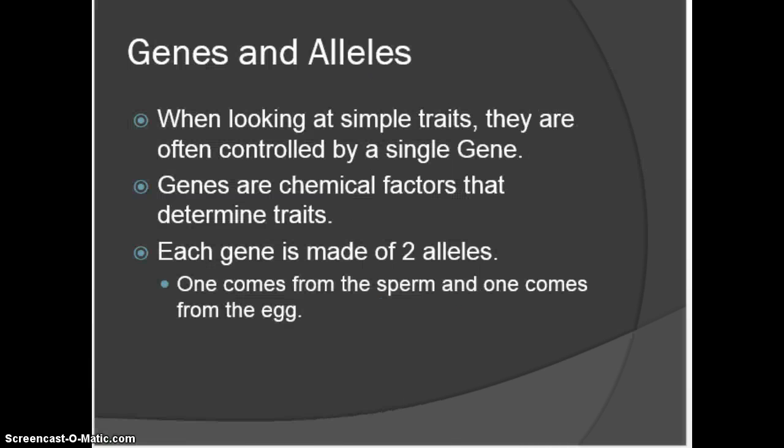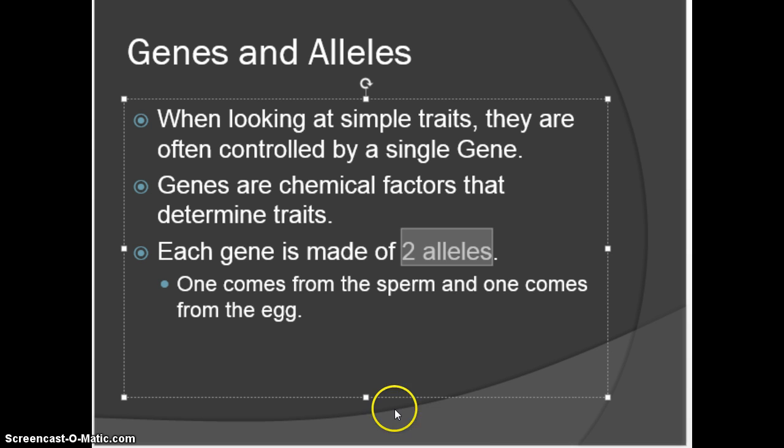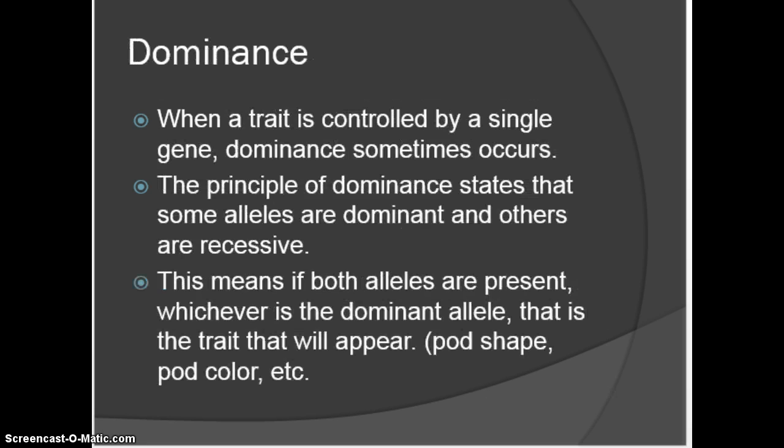Genes and alleles. When looking at simple traits, they're often controlled by a single gene. And these genes are the chemical factors that will determine the traits. Each gene is made up of two alleles. So there's two alleles in that gene, one coming from the sperm and one coming from the egg. So we would expect two of them.